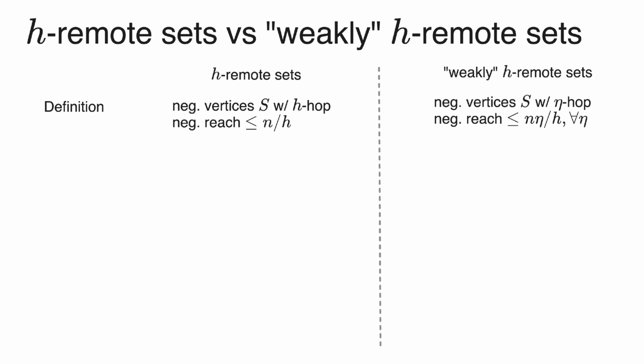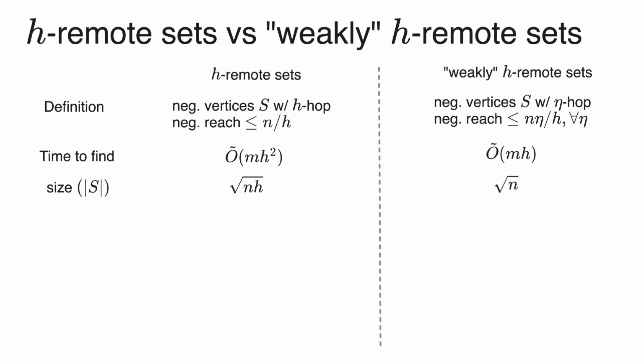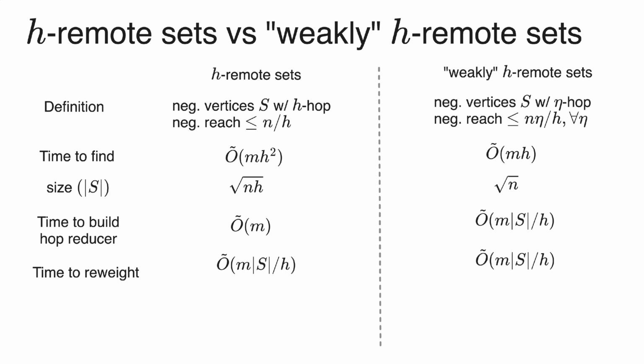So now let me conclude the talk with a comparison between remote sets and weakly remote sets. The time to find weakly remote sets is much faster. It only costs you m times h time. And you will find a slightly smaller set. It takes you more time to build hop reducer for weakly remote sets. But we can shadow that running time into the time to reweight all negative edges using this hop reducer.